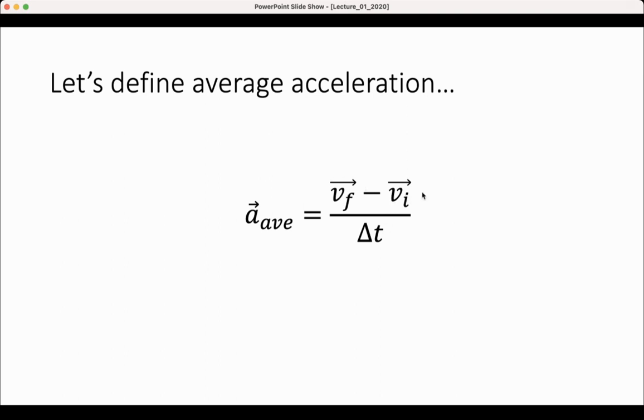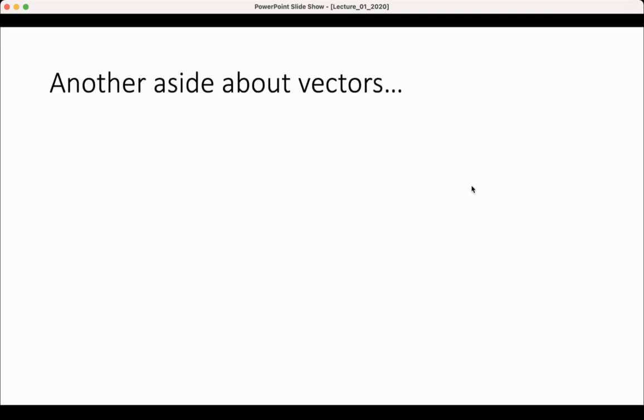But these velocities are, again, vectors, and I have not yet taught you how to subtract one vector from another, so you can't understand average acceleration in terms of this difference of two velocities until I teach you how to subtract two vectors. In order to teach you how to subtract two vectors, I really need to teach you how to add two vectors, because subtraction is very close to addition. So we need another aside.